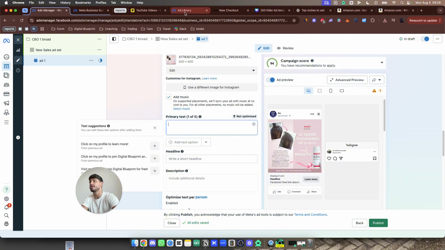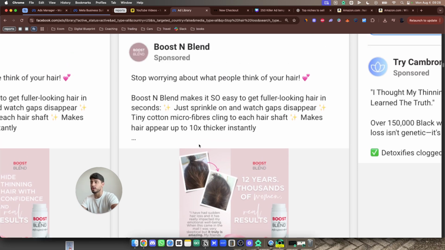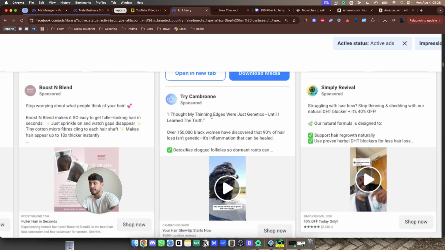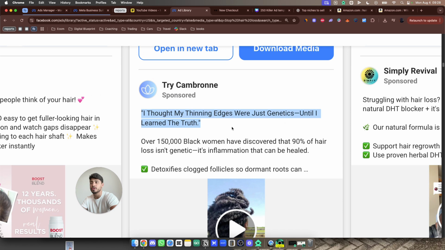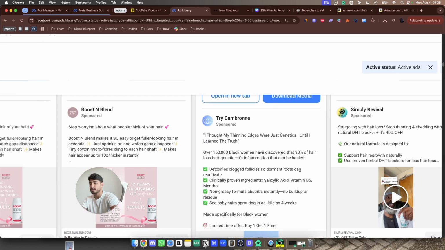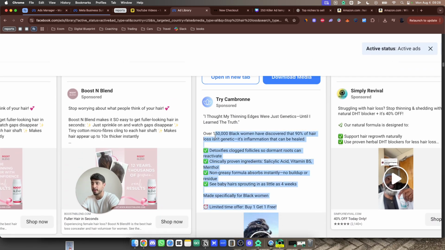Anyways, on the primary text, what you want to talk about is, for example, you can leave a review in there. You can see what your competitor is doing. So a lot of the times it's going to be like this, right? I thought my thinning edges were just getting, you get the point. 150,000 black women and this and that.